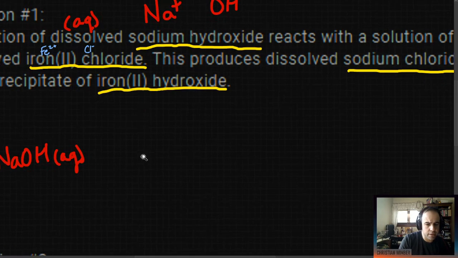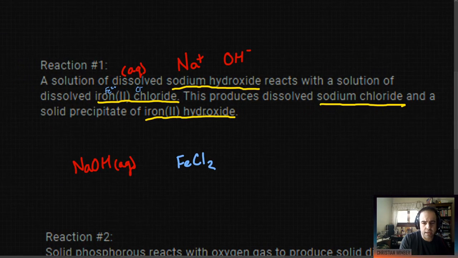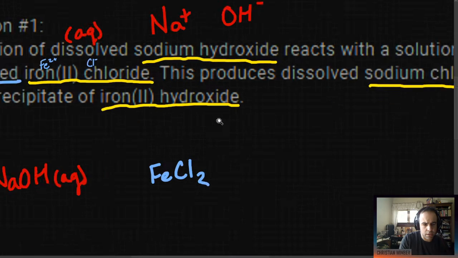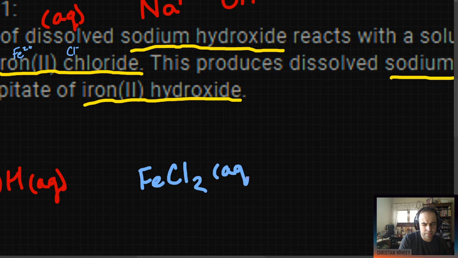So when I write this out, it's going to be Fe. That's 1. This is 2 pluses. This is only 1 minus. So now we have 2 of those minuses. Again, it does say dissolved. So dissolved means aqueous.